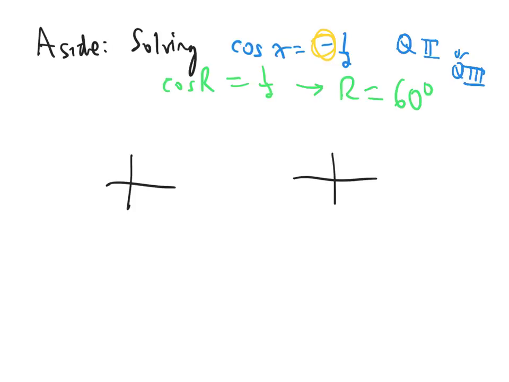If we're in quadrant 2, then our angle looks something like this, and since we know that our reference angle is 60, our actual angle needs to be 120 degrees. On the other hand, in quadrant 3, we look something like this. This is our angle. We know that our reference angle is 60, and so our actual angle, which is 60 degrees more than the 180, must be 240 degrees. And that's how we got those two guys.